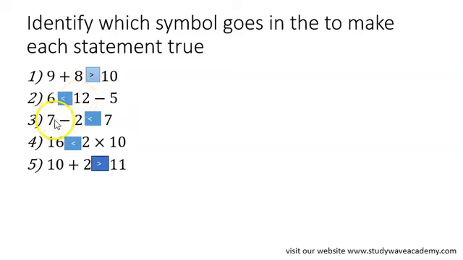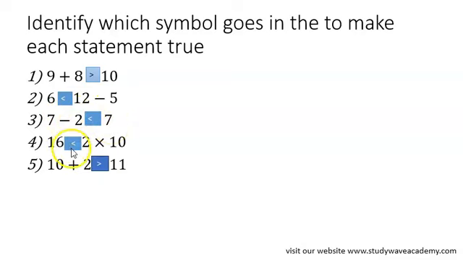We have here 7 minus 2 is less than 7. When we minus 2 from 7, we'll have 5. And if we have 5 here, 5 is less than 7, right? 5 is a lesser number.